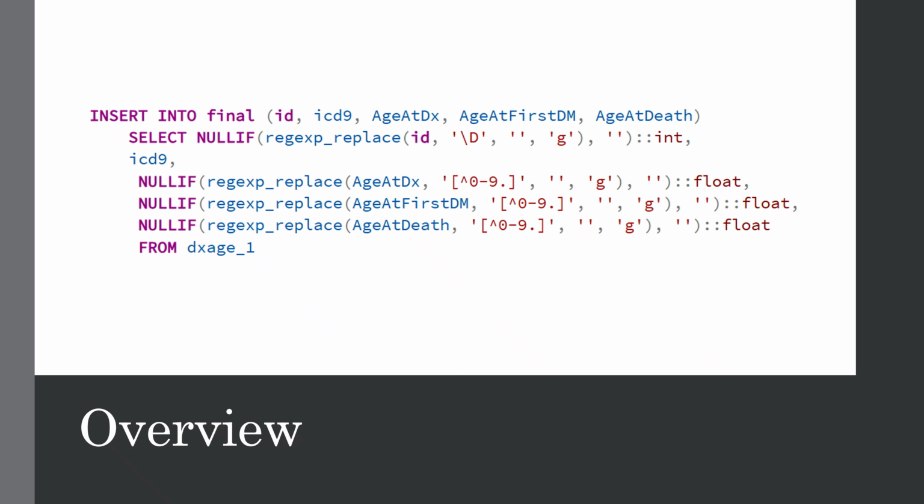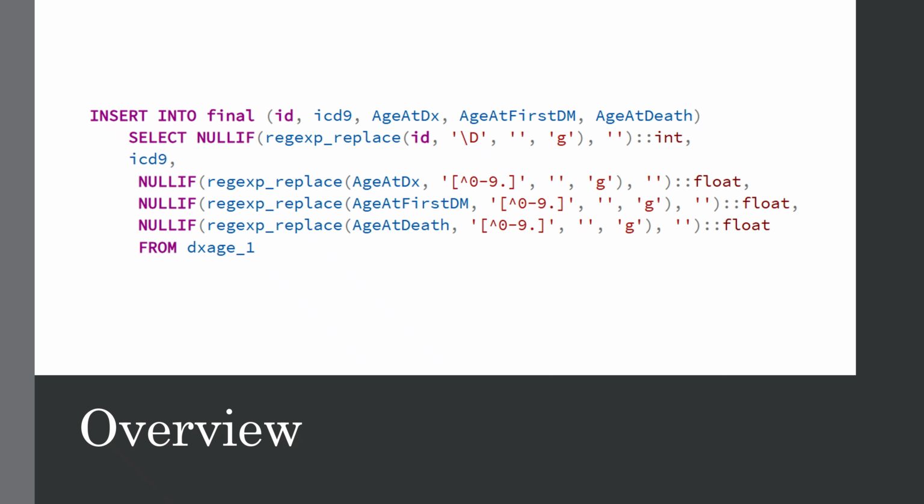As we can see in the code, the first column that we are dealing with is the ID column. The regular expression checks for \D, which represents any non-digit character. So if there's any non-digit character here, we're going to replace it with the empty string. For the age at dx and the following columns that represent age, the regular expression is looking for anything that's not a number or a period. Otherwise, it's going to return an empty string.